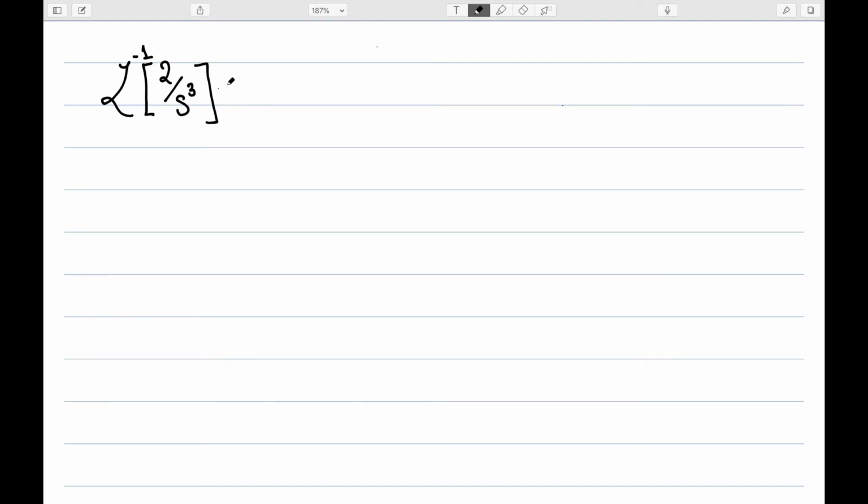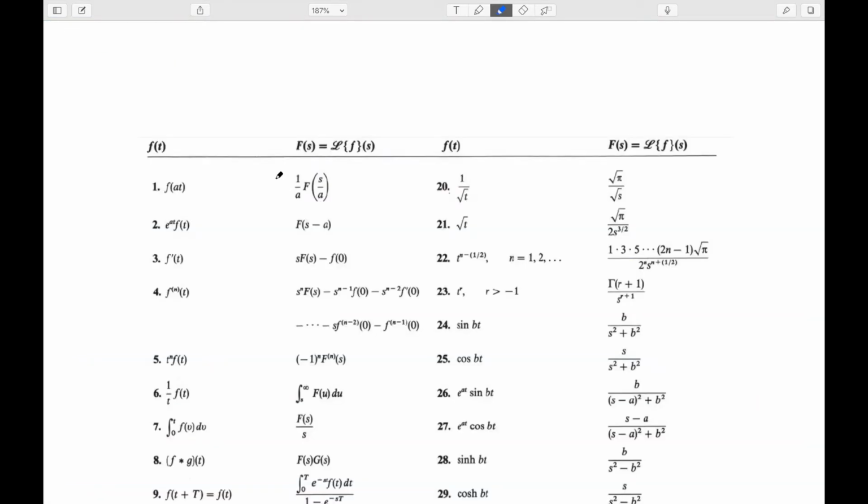In this video, I want to look at taking the inverse transform a little more. Let's look at the inverse transform of 2 over s cubed. So let's go to a table. We're looking for the inverse transform of 2 over s cubed.